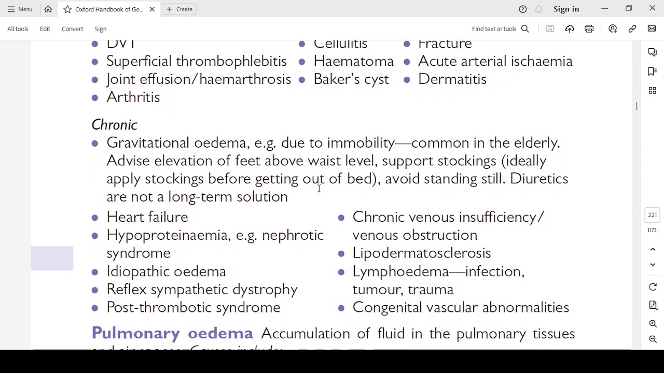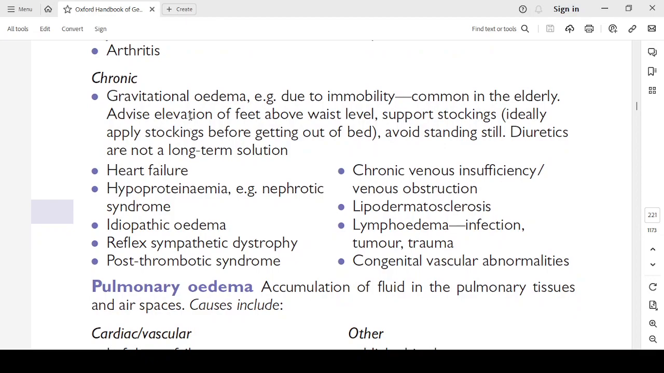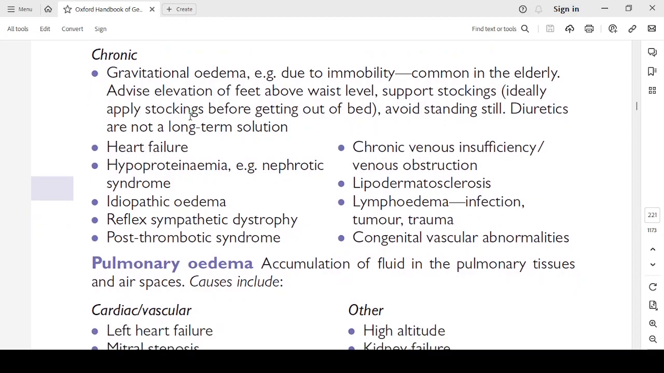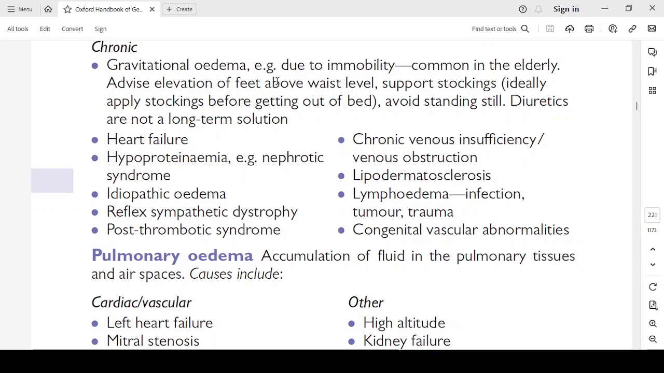Chronic gravitational edema due to immobility, commonly in elderly. Advise elevation of feet above the waist level. Support stockings. Ideally apply stockings before getting out of bed. Avoid standing still. Diuretics are not a long-term solution.